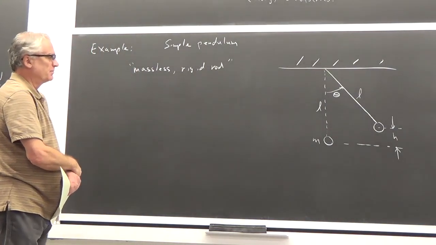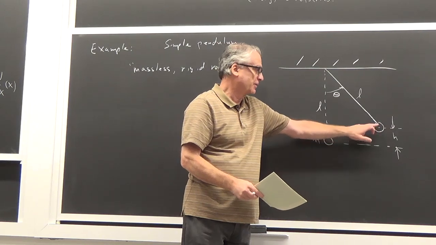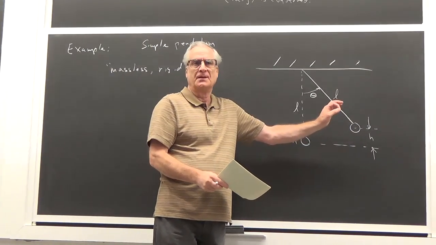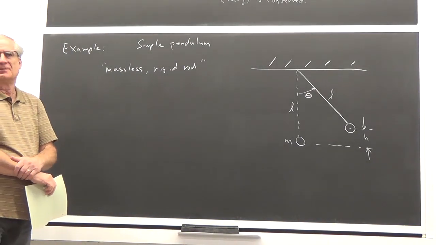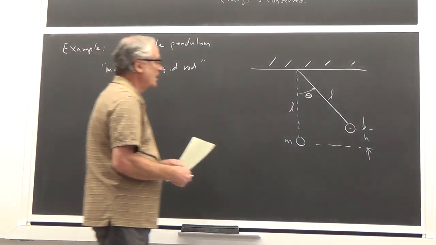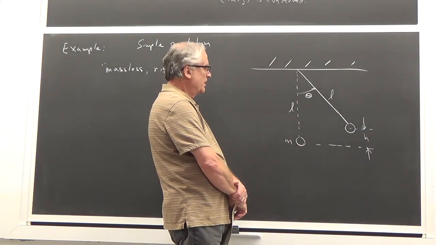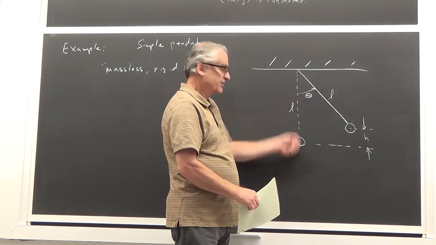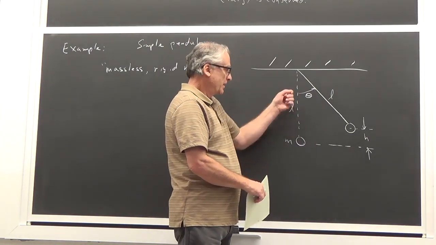And the massless part is just because I don't want to complicate the problem with some distributed mass. I want to act like the mass is all at a single point. Although we could certainly try to analyze the other situation. And being rigid is just, I want to enforce that I'm not bouncing up and down somehow, so I just want to make sure I don't have any motion in that direction.